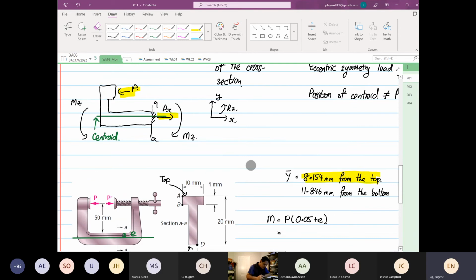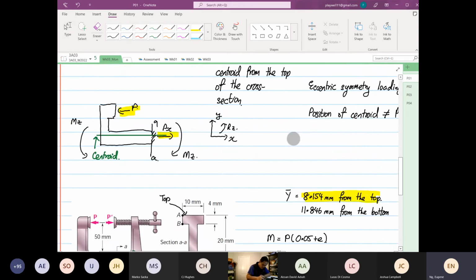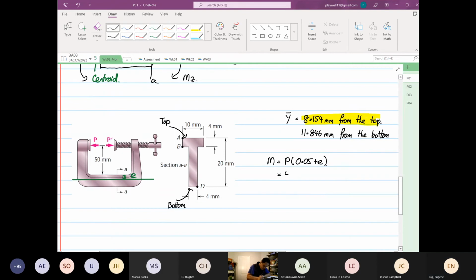Is it 500? Let me see. The load is 400. Multiply by 0.05 plus 8.154 times 10 to the power minus 3. So this will give you the moment about Mz is equal to (0.05 plus 8.154 × 10^-3) times 400, which is equal to 23.262 Newton meter.